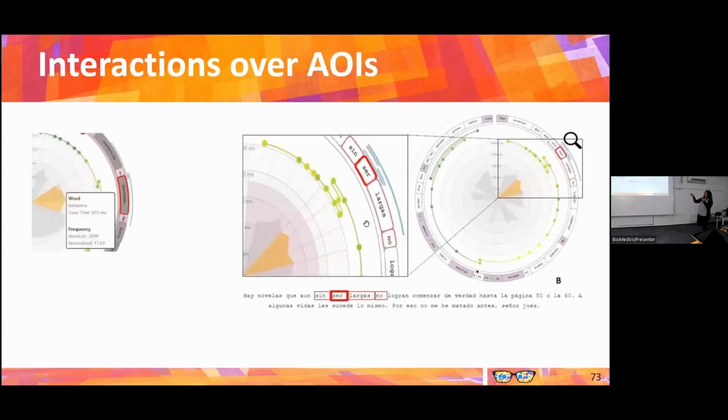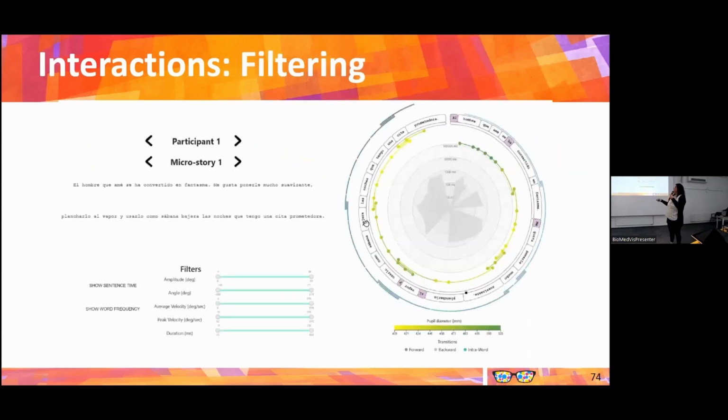So this also happens when you click over a word. You have more information about this word in particular. And also here, for example, you click over this word and all transitions associated with these words are highlighted. Also the other words associated with the transitions are highlighted. And here you also have information, and in the stimulus view. And you also have filters. So you can filter if you want to see only saccades that have certain amplitude, angle, etc.